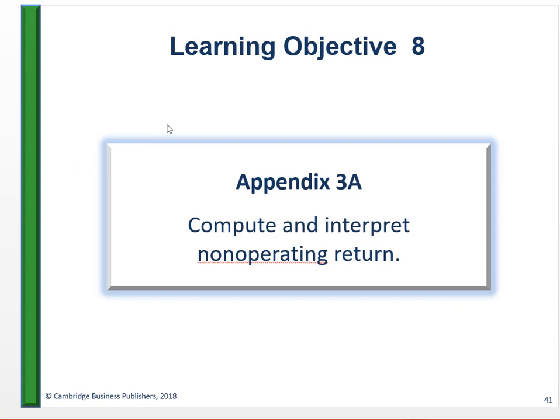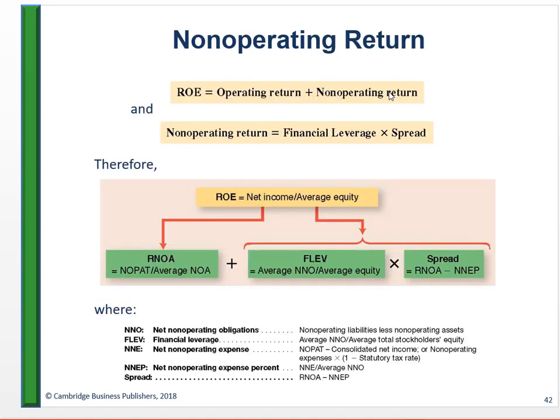Learning objective number 8, moving into our appendix: compute and interpret non-operating return. Since we're in the appendix here, I'm going to move quickly and simply highlight a couple of the graphics that I want you to be aware of, one of which is on slide number 42. This is a great little graphic that shows the breakdown of your non-operating return and its subcomponents.